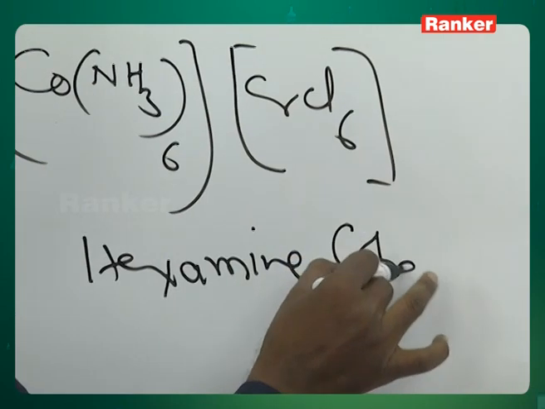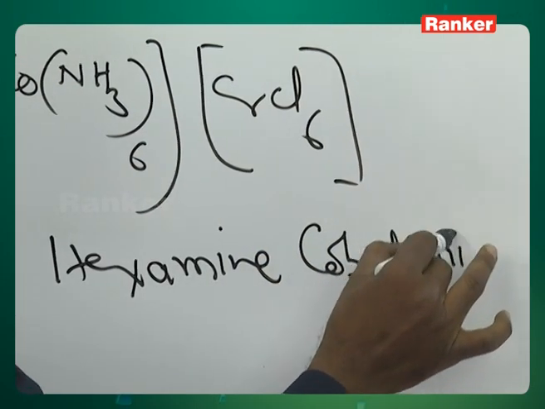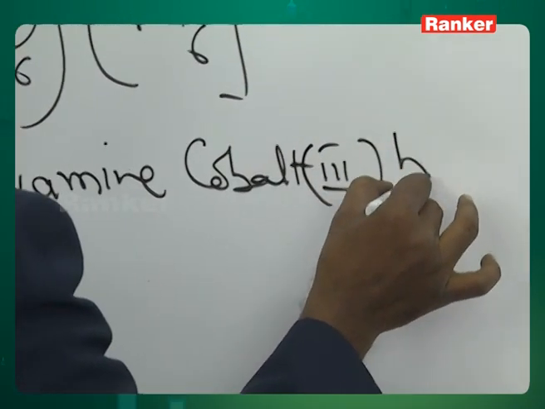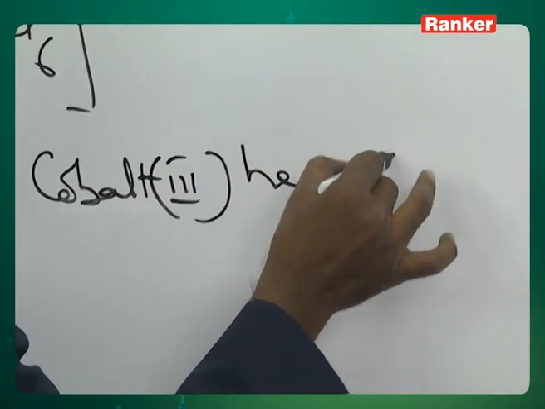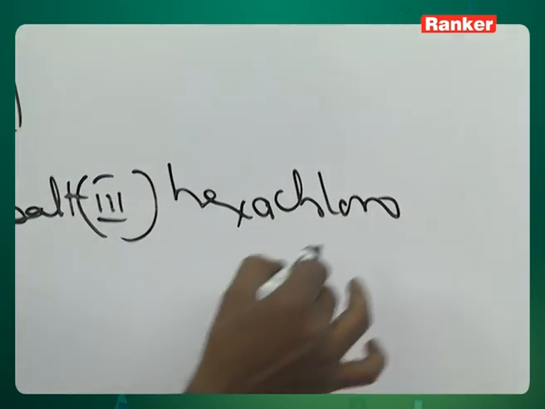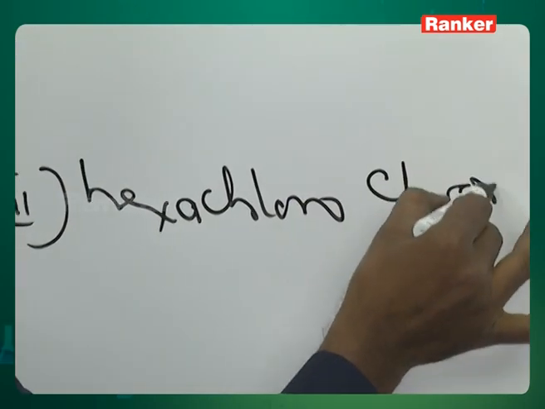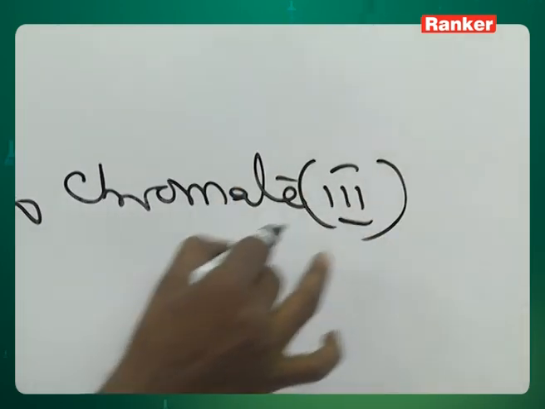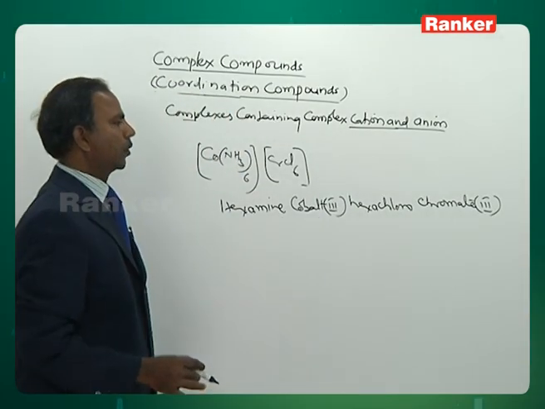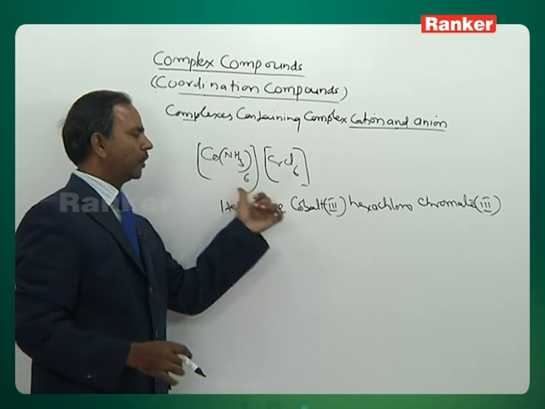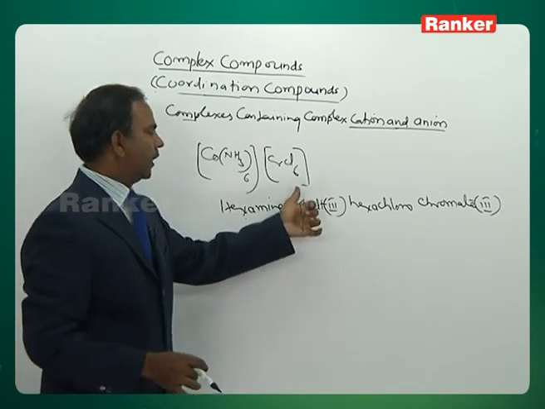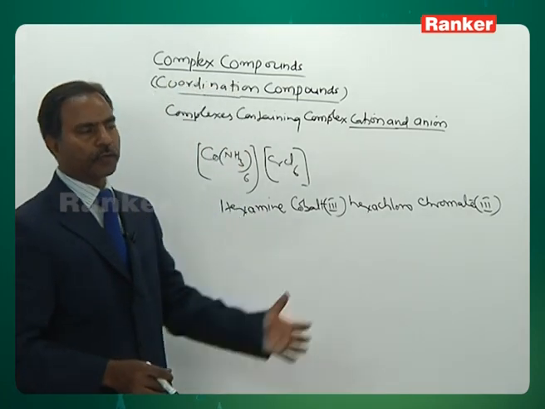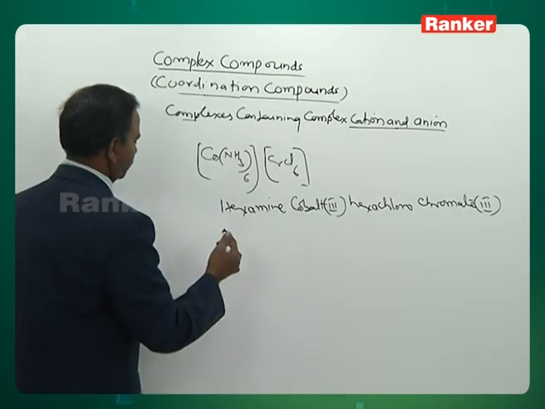Hexamine cobalt(III) first half; in a single line you have to write hexachlorochromate(III). Hexamine cobalt(III) hexachlorochromate(III). Since it is cation, there is no change in the name of the metal. It is actually representing anion. Therefore, I made it what? -ate, chromate(III).